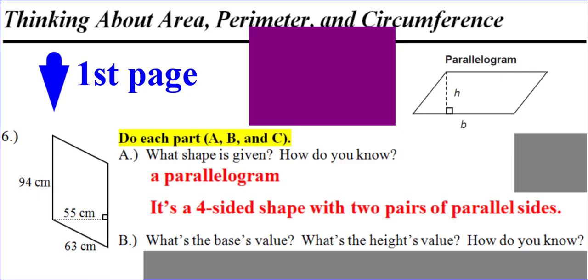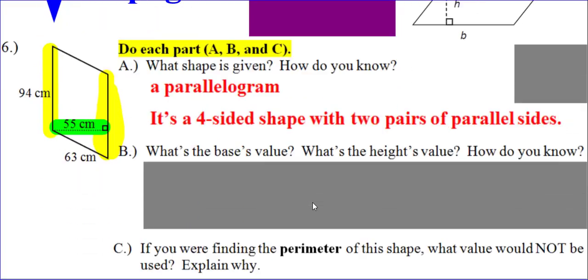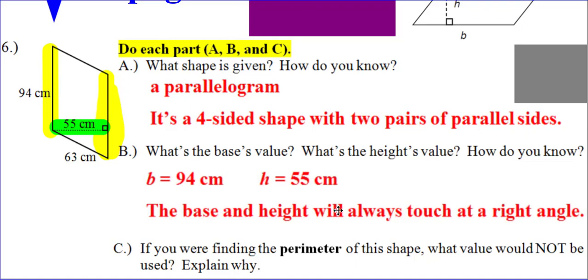So back to the worksheet. Well, that's what we have here. Here's the right angle. And we know the height is this dashed line. The base touches the height at a right angle. Well, with a parallelogram, the right side is the exact same measure as the left side. And so the 94 centimeters is actually the measure of the right and left side. And since the right side is definitely touching the dashed line at a right angle, this is how we know 94 centimeters is the base and the dashed line is the height.